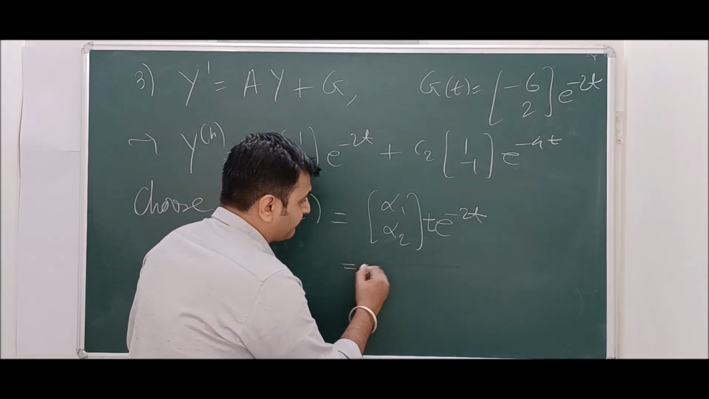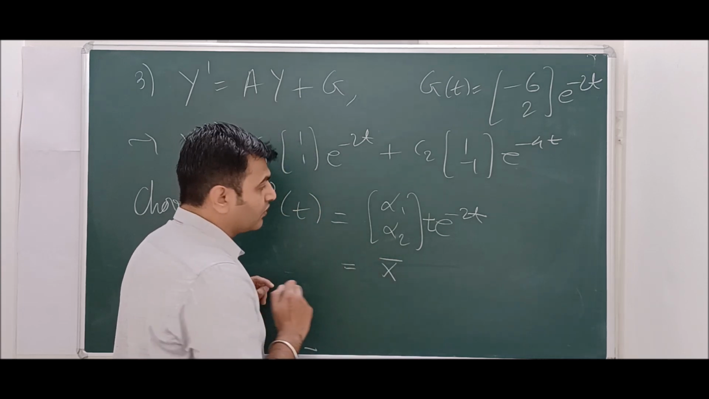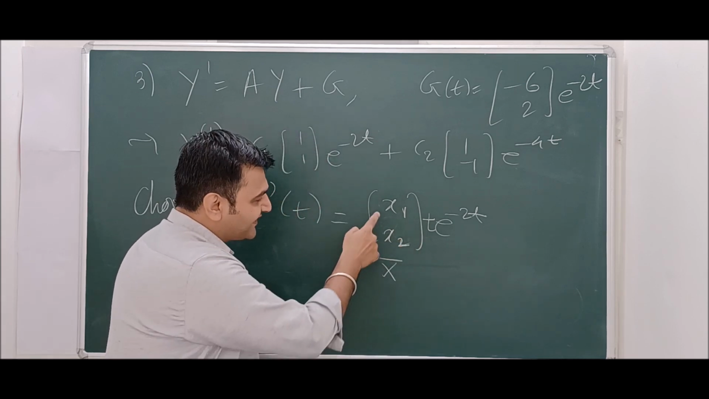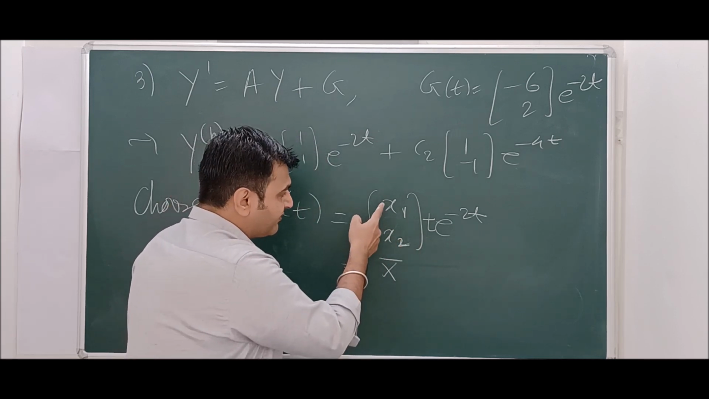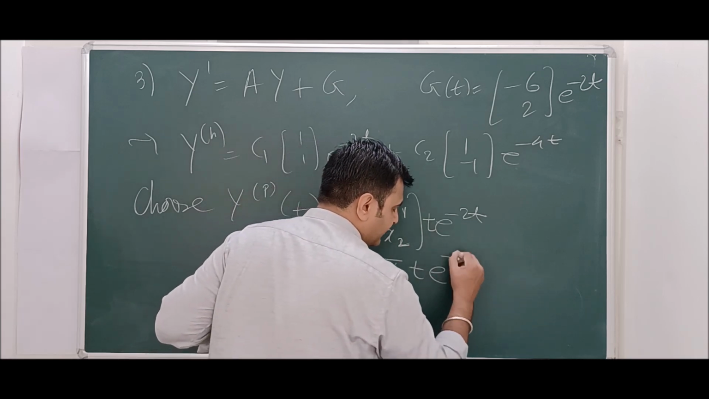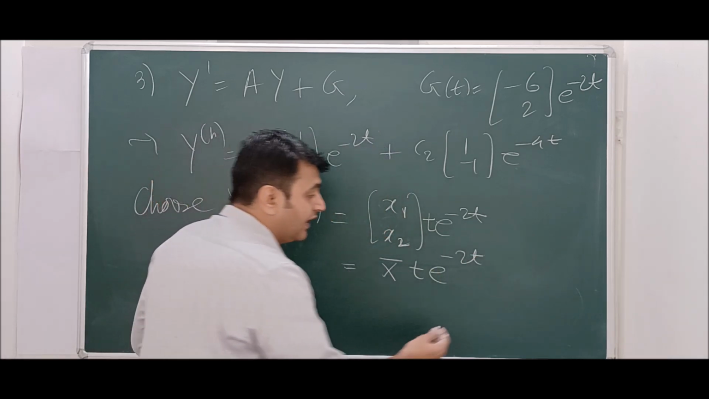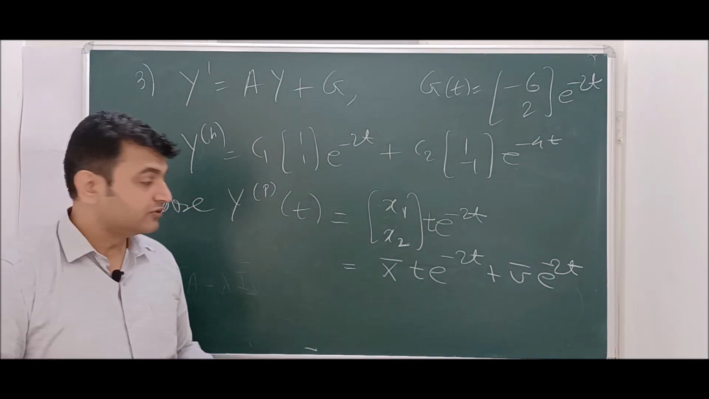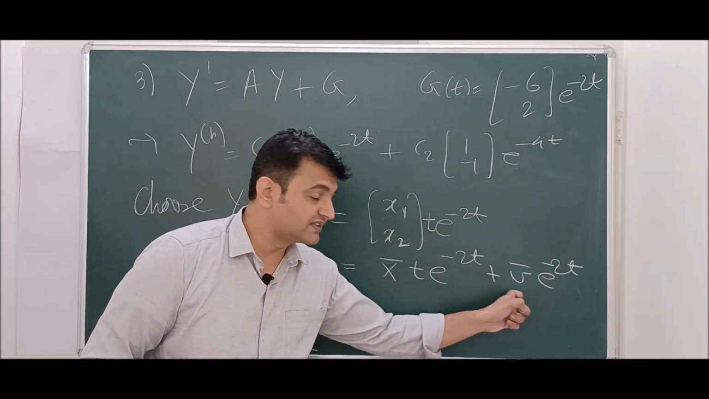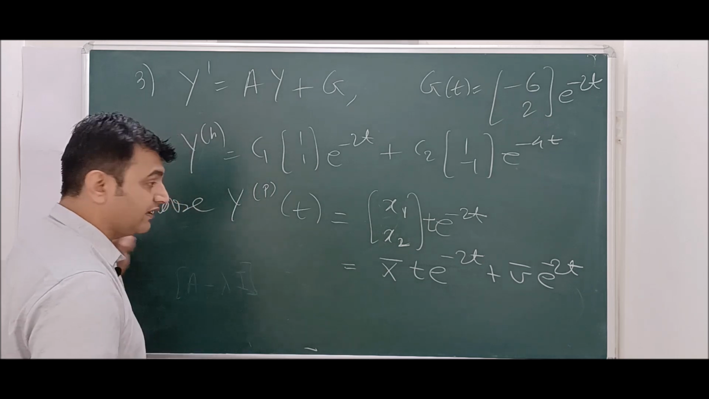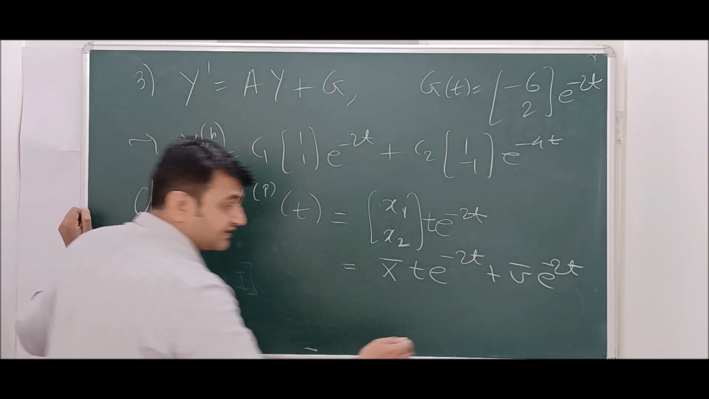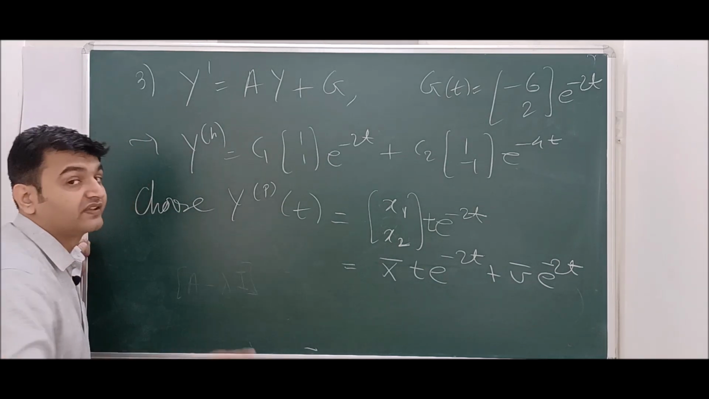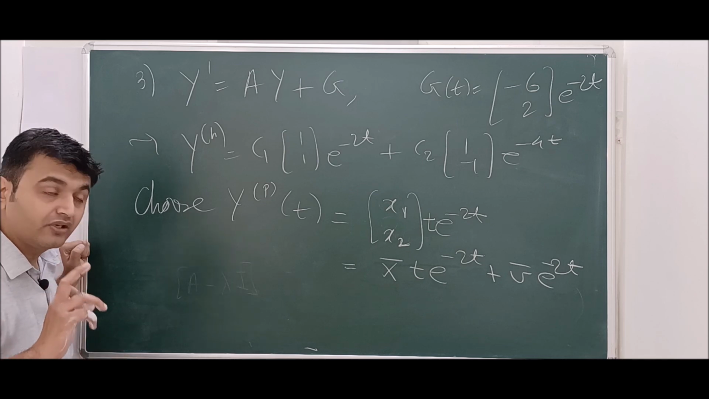So let me call this x bar, since people usually like to take x1, x2 when they take x bar as a vector. So x bar times t e raised to minus 2t will not help me, so I need to choose one more vector, which we call the generalized eigenvector. Now our job is to find what this x bar is and what this v bar is. So let's try to find x bar and v bar. This is how we choose yp. This is the extra term that comes in when you use the method of undetermined coefficients in systems of differential equations. Now here you have to give a thought.